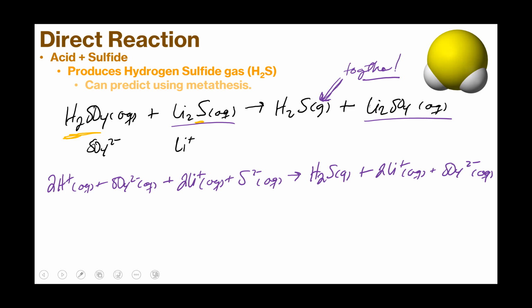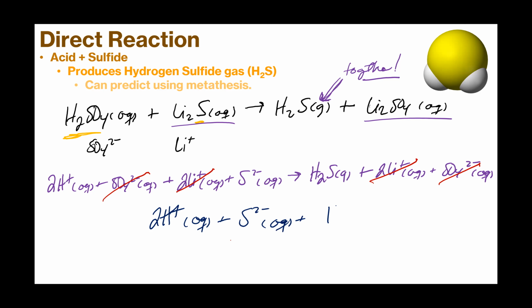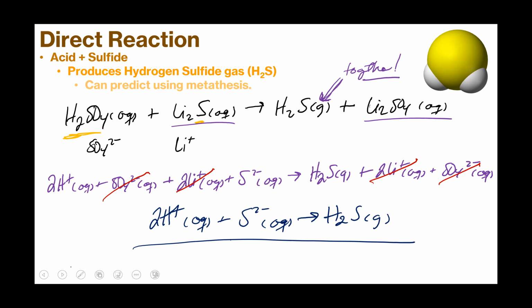All right. Now we should all know by now that we've got to cross out our spectators. Look what we got. We have sulfate over here and sulfate over here. We have 2 lithium and 2 lithium, and that leaves us with a net of 2H plus aqueous, S2 minus aqueous, arrow, H2S gas. Not too bad. Make sure it's balanced. It is. There's our net ionic equation for this one. This is the only direct reaction we're going to worry about. There are probably others. We're not going to stress about it.